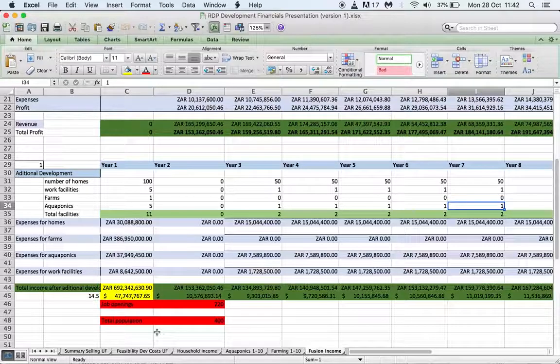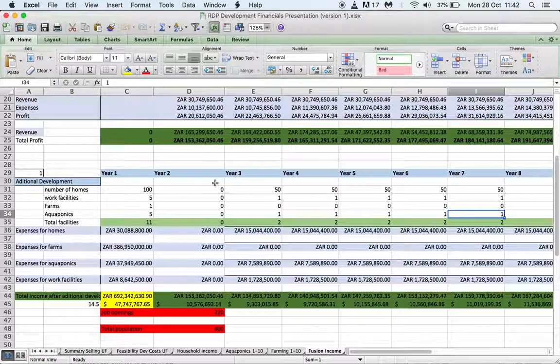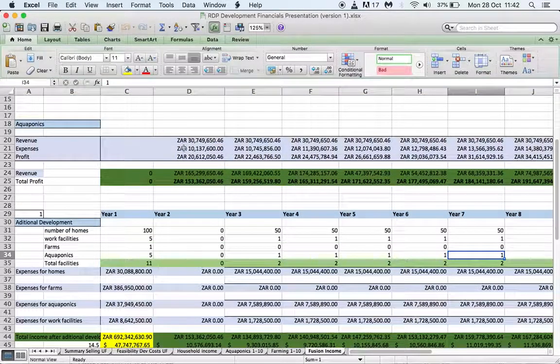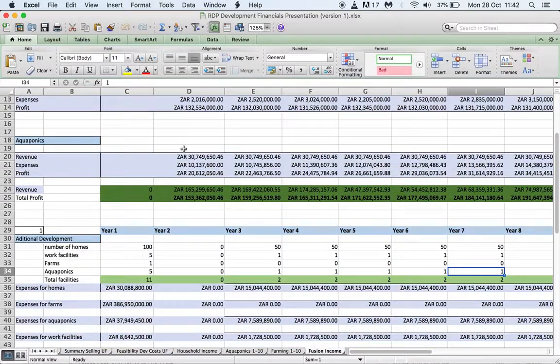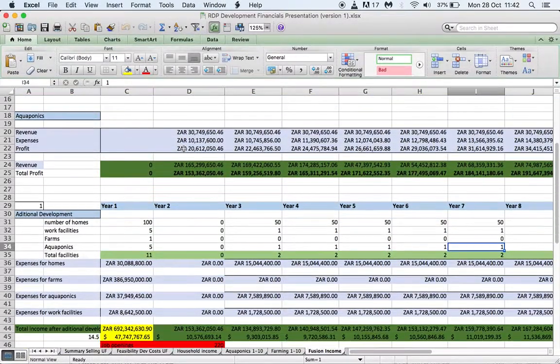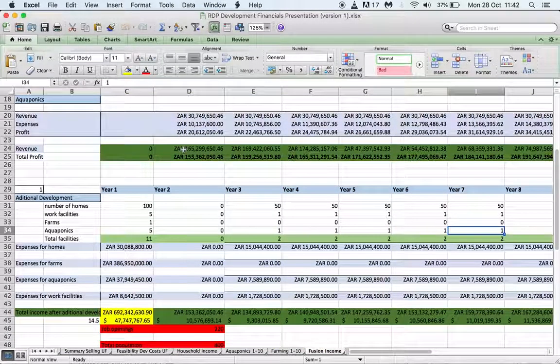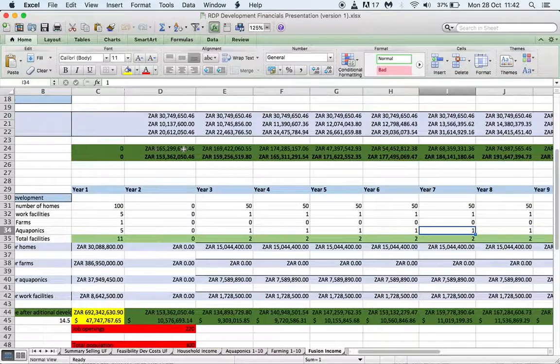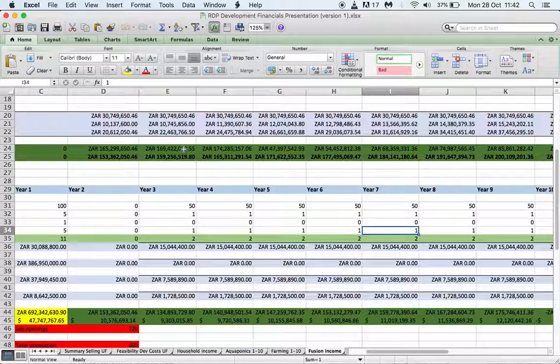will be housing. So year two, the project will be in operation by then, and it shows you the amount of money you'll be generating, the revenue, expenses, and profit you'll be making in that year from all those work facilities you'll be running, from all the farming, etc.